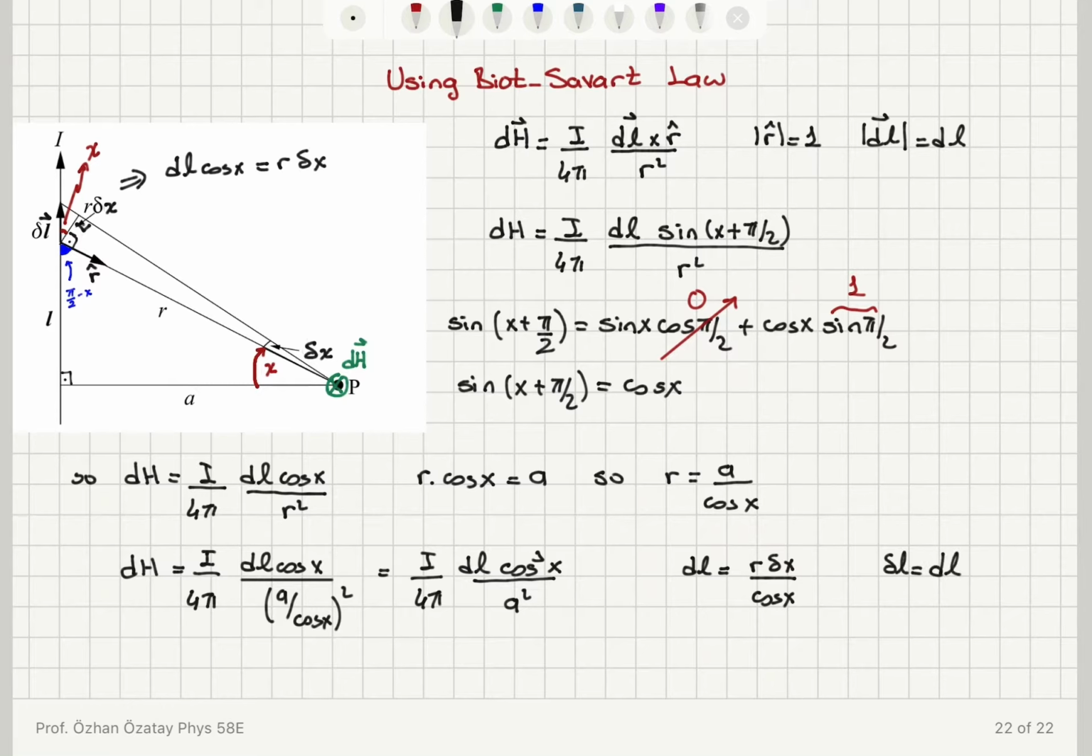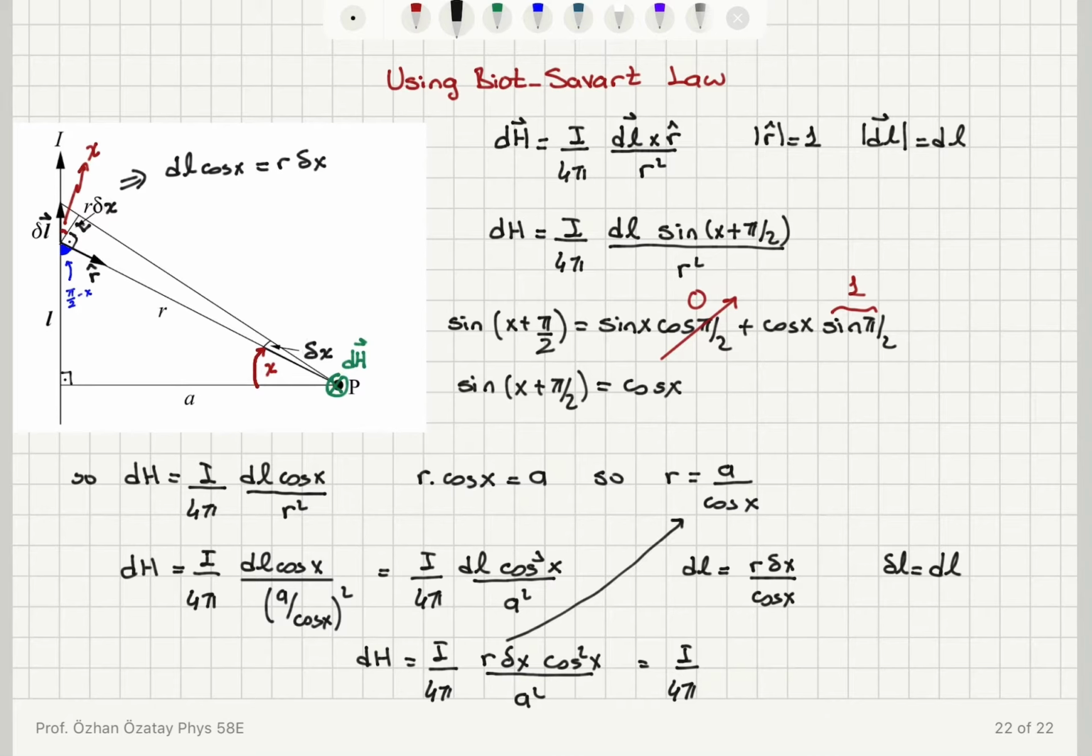Alright, so with that, Biot-Savart law will give me I over 4 pi. For dl I write r delta x over cosine x. So here I write r delta x over cosine x, which will give me cosine square x divided by a square. And then I also have r is a over cosine x, so this will be I over 4 pi.